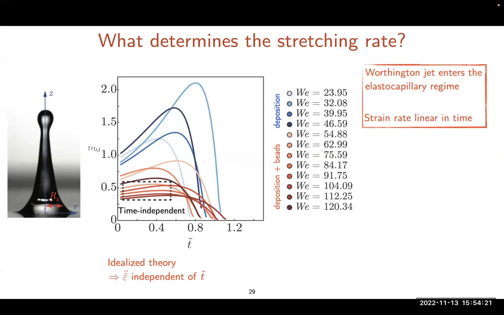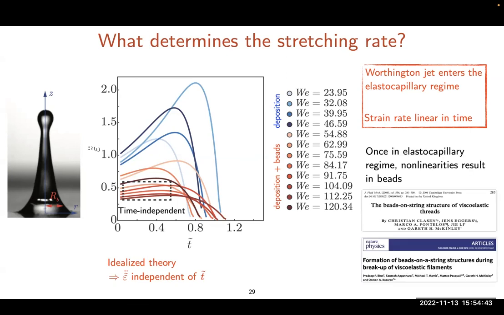So essentially it shows that our Worthington jet enters the elastocapillary regime for the cases where there are beads on a string being formed. And this is not traditional, because traditionally Worthington jets have always been inertial capillary. So this is a new finding in a sense. And this elastocapillary Worthington jet is characterized by the strain rate being linear in time.